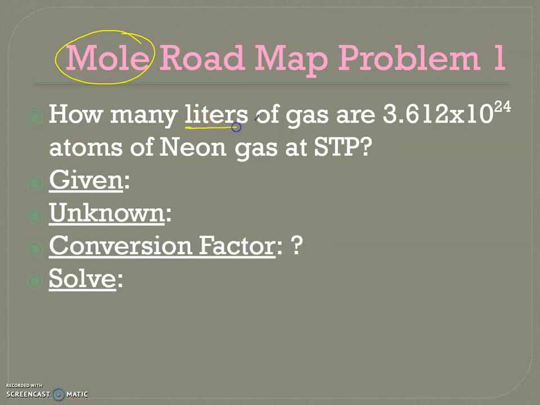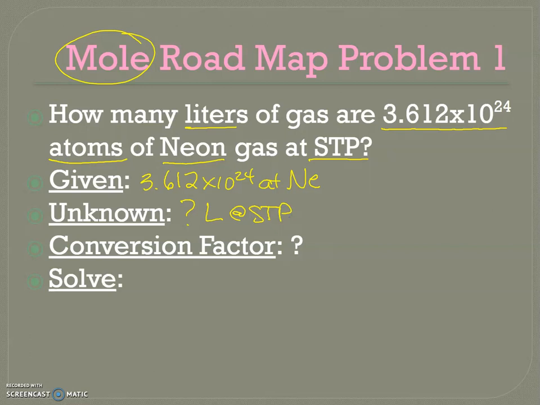It says, how many liters of gas are 3.612 times 10 to the 24th atoms of neon gas at STP? So treat this the same way that you have already been doing and I have trained you to do. 3.612 times 10 to the 24th atoms of neon, and we want to know how many liters at STP we're going to have. So what is my conversion factor between atoms and liters? Miss Levin, I don't think we have one. You're right, we don't have one, we have two.